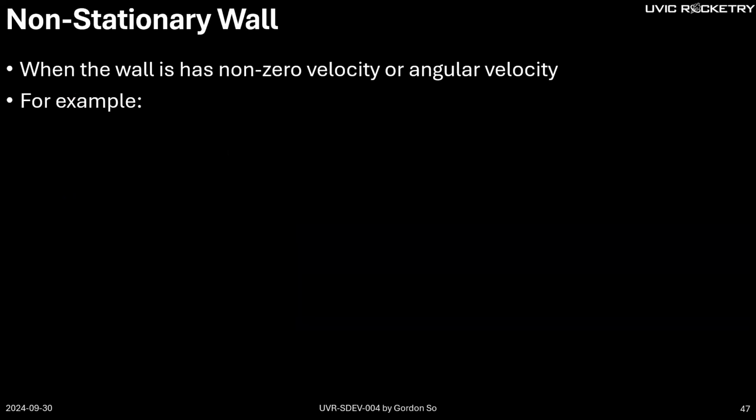How about a non-stationary wall? You may ask, what do you mean by non-stationary? Why would we have that? The best example is a wall that doesn't have zero velocity. For example, can anyone guess or give me an example of a non-stationary wall, rocketry related?